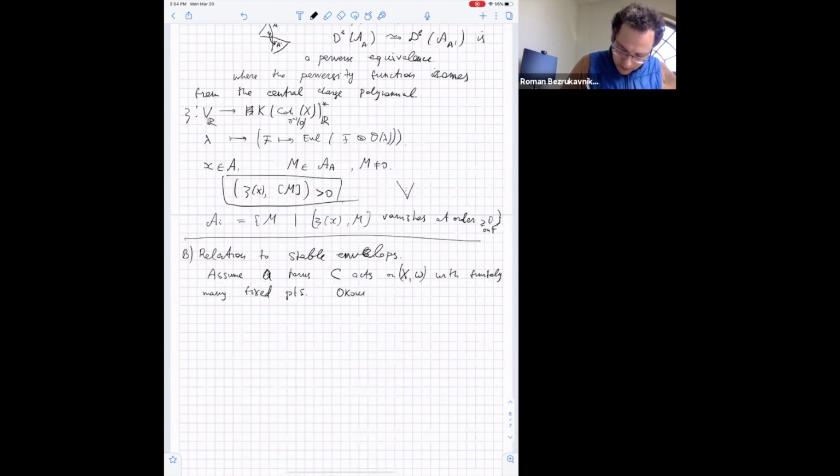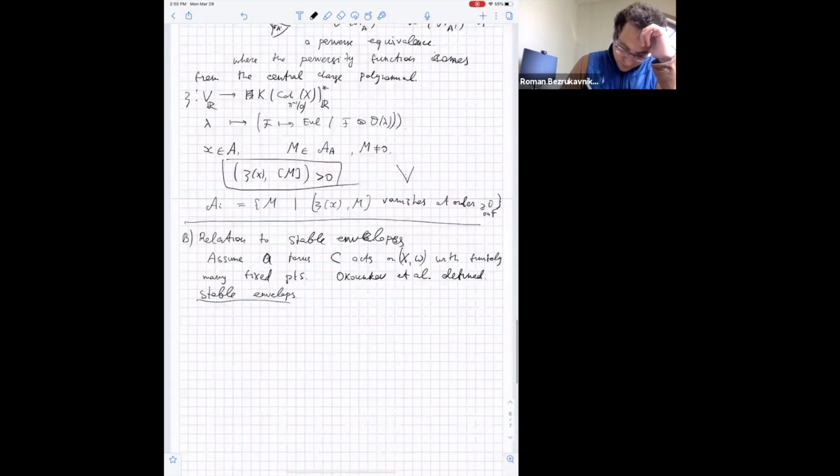And then Okounkov and his collaborators defined so-called stable envelopes in the Grothendieck group of C^* on X.